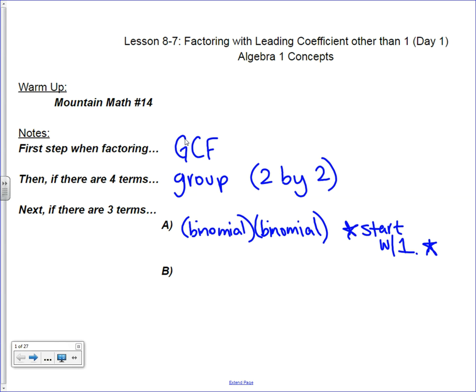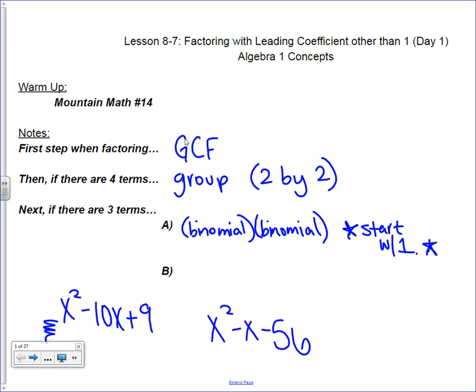For example, and please don't write this. Does that start with a 1? The leading coefficient out here would be a 1, wouldn't it? Yes? How about that? Does that start with a 1? It does. All of those problems started with a 1. And then you had to ask yourself, what factors of 9 will add to 10? Still ringing a bell to you, right? What factors of 56 will subtract to 1? Still ringing a bell to you, right?